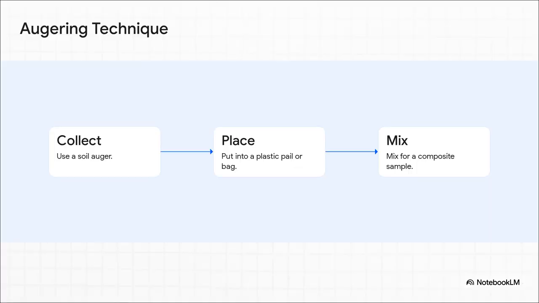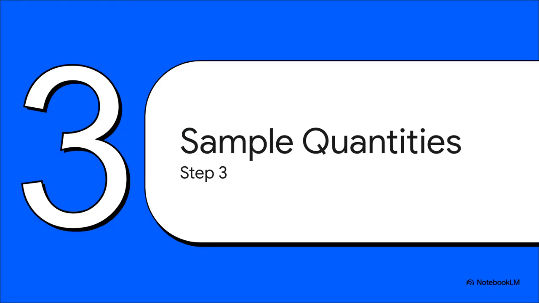Now, if you aren't doing those undisturbed cores and you're using an augering technique for composite mixing instead, you're going to follow this exact flow. Collect the dirt with the auger, toss it into a plastic pail or bag, and mix it up. But here is the critical part. You absolutely have to use separate bags for your surface soil samples versus each subsurface depth you sample. Mixing your depths is a massive rookie mistake because you have to avoid cross-contamination between those different earth layers at all costs.